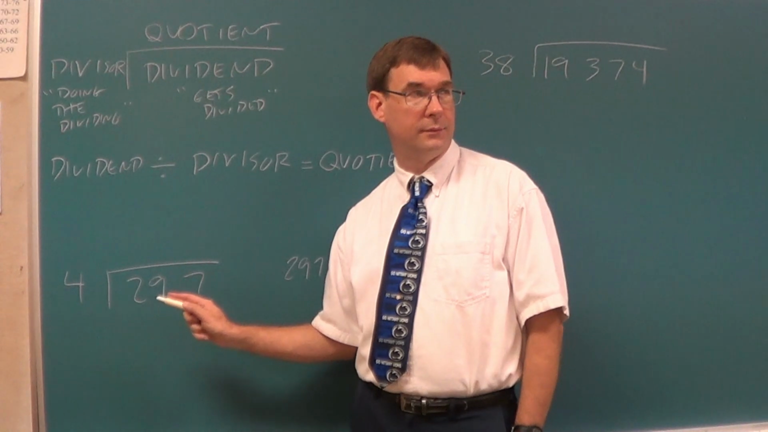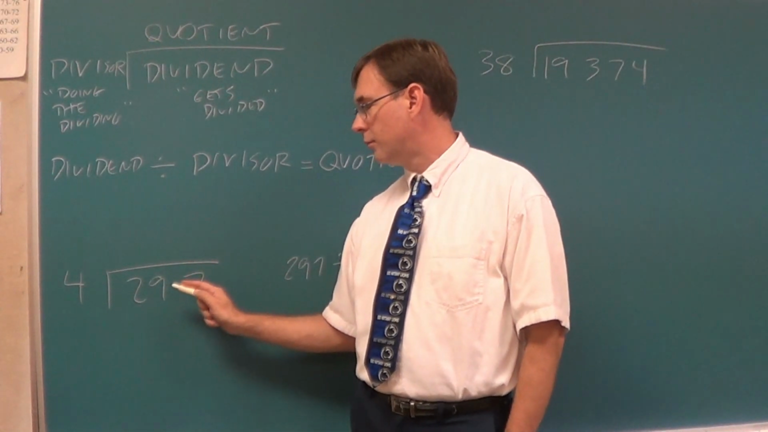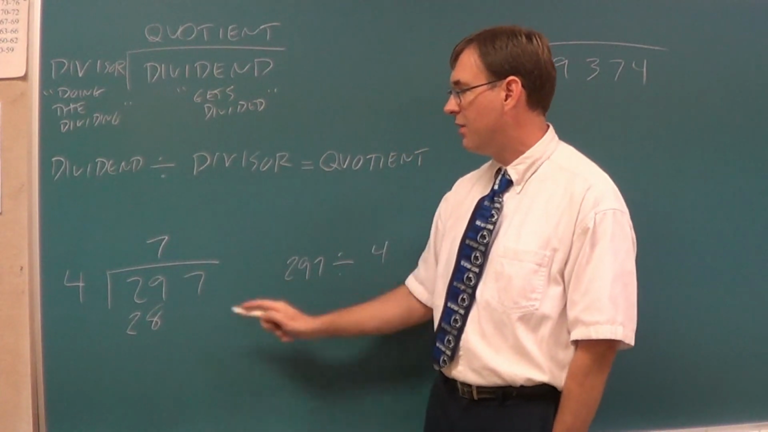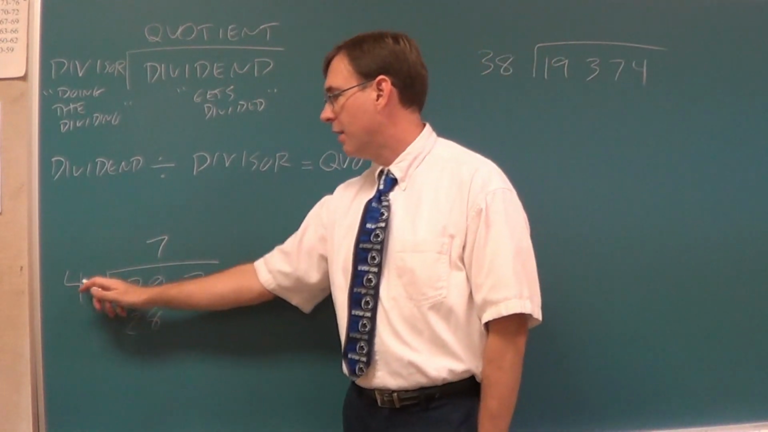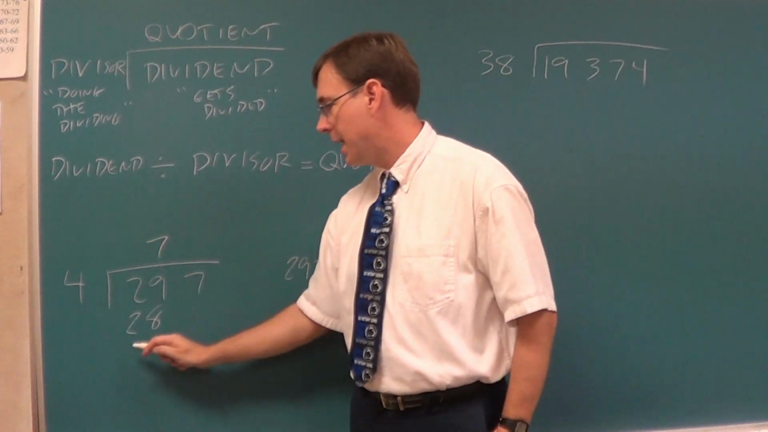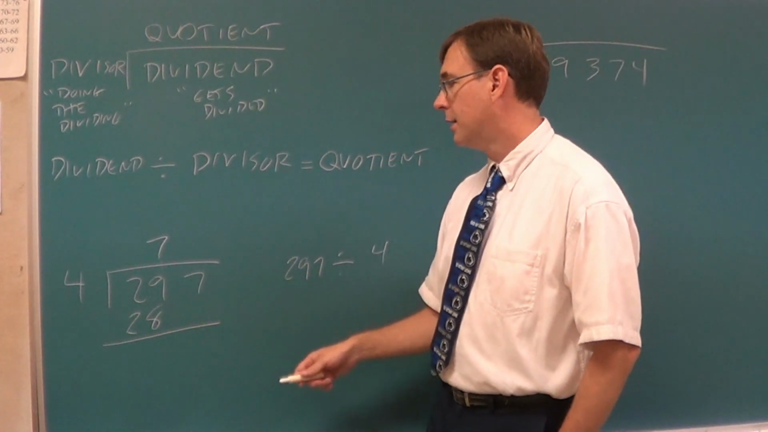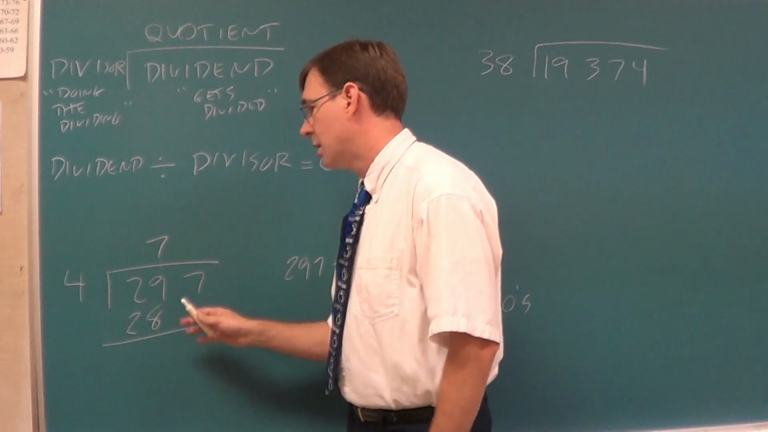Pretty sure it's 7. It is 7. So we go 7 above the 9 in 29, and 4 times 7 makes 28. And then what do we do? Subtract. Dividing's the opposite of multiplying.